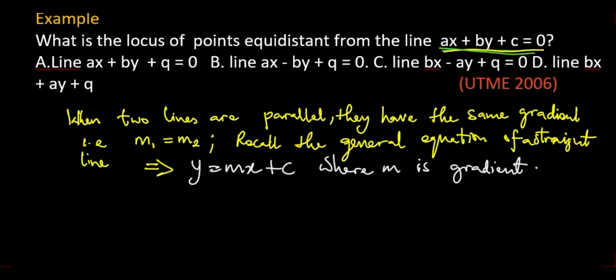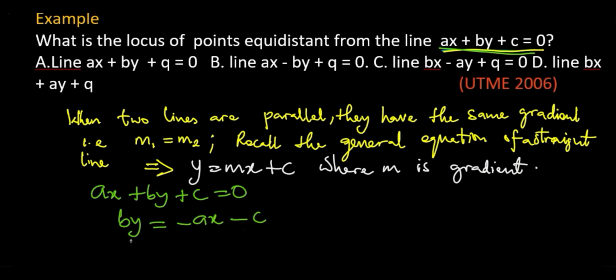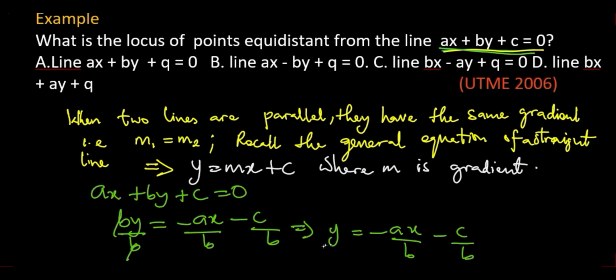So in this case, we take our ax plus by plus c equals 0. We'll be able to get the gradient by making y the subject of the formula. When we make y the subject of the formula, we get y equals minus ax over b minus c over b.